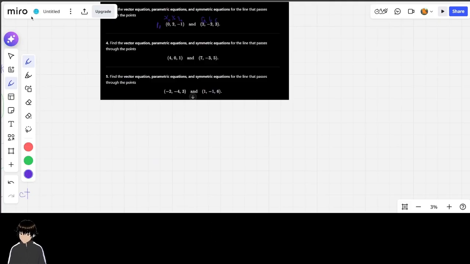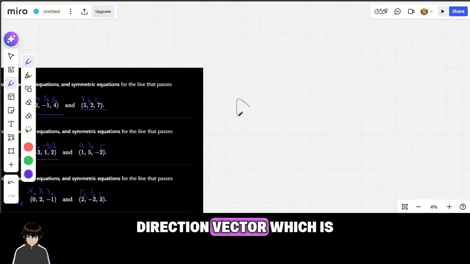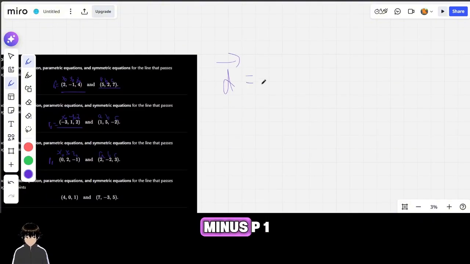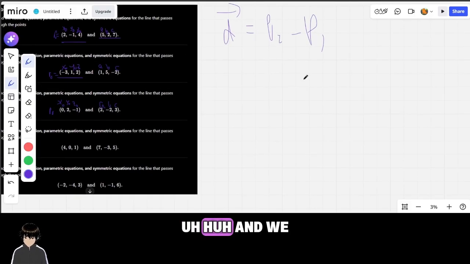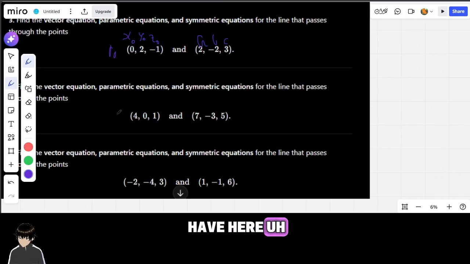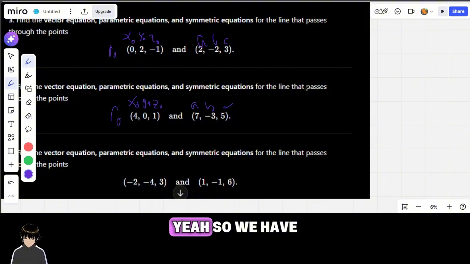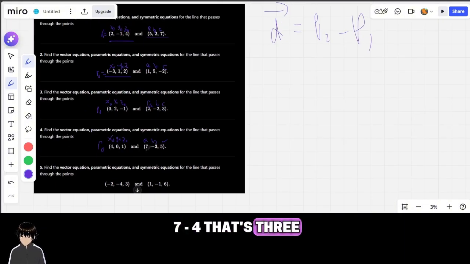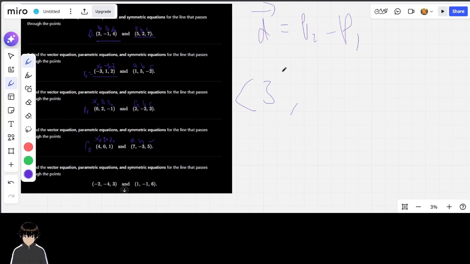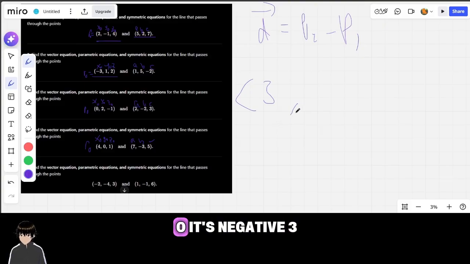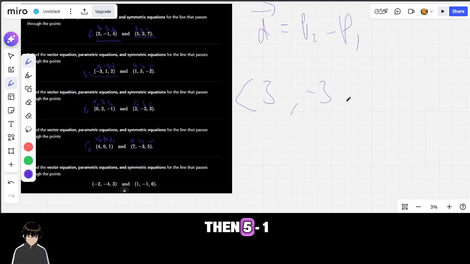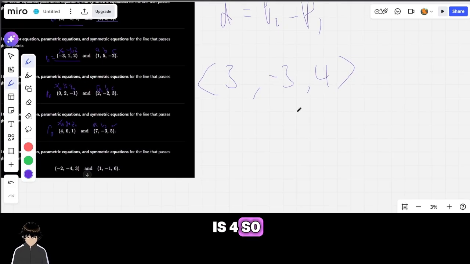So first things first, direction vector, which is equal to p2 minus p1. We have here r0, x0, y0, z0, and a, b, c. So we have 7 minus 4, that's 3. Negative 3 minus 0 is negative 3. And then 5 minus 1 is 4.